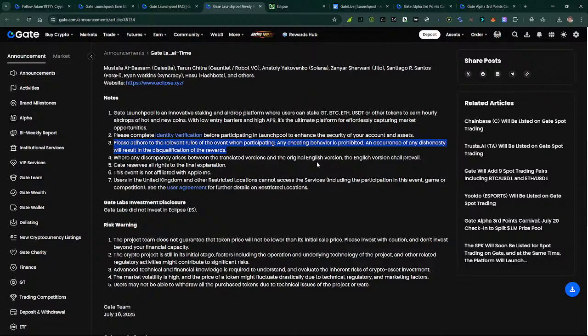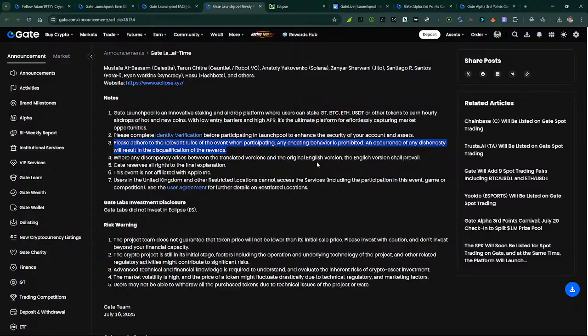Remember that. And where any discrepancy arises between the translated versions and the original English version, the English version shall prevail. So always follow the English version, and in most cases what happens is time differences. So only follow the English time, the English version's time only. And Gate reserves all rights to the final explanation.